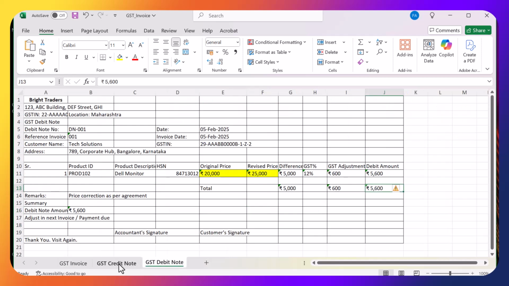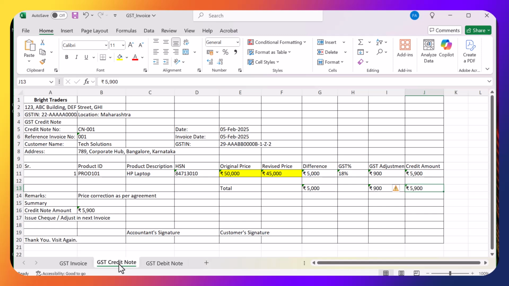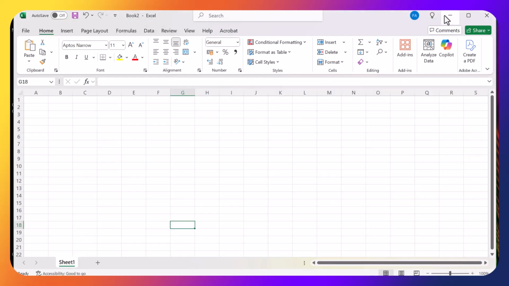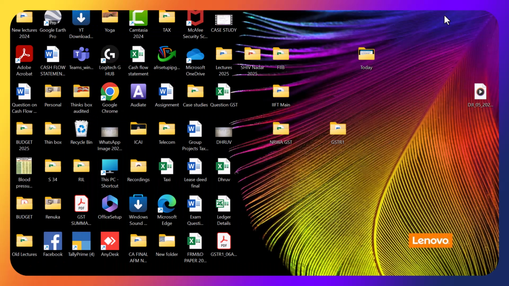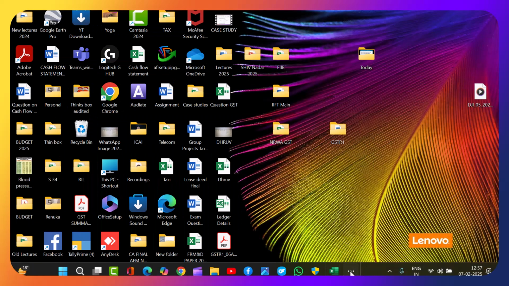Is that okay? Is this clear? Pranav? So there is a concept called credit note and debit note. Yes, sir.